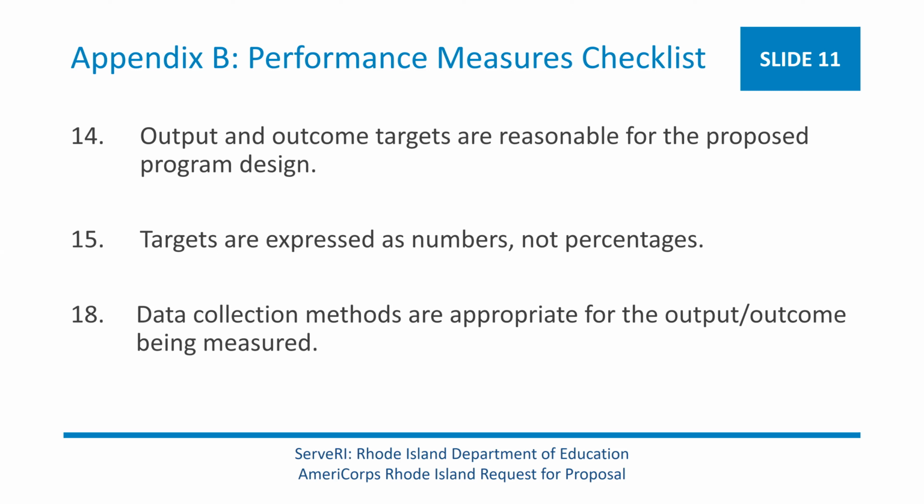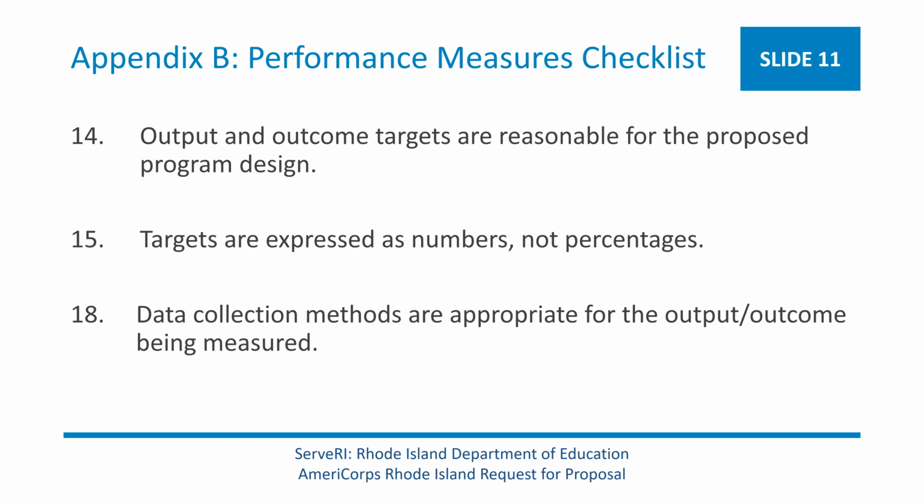Things aren't expressed as rates. The outcome is not an increased rate of reading proficiency. It's one individual who is now a better reader. Number 18, data collection methods are appropriate for the outcome being measured.